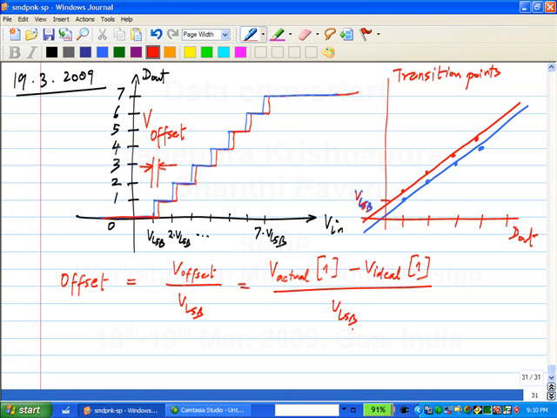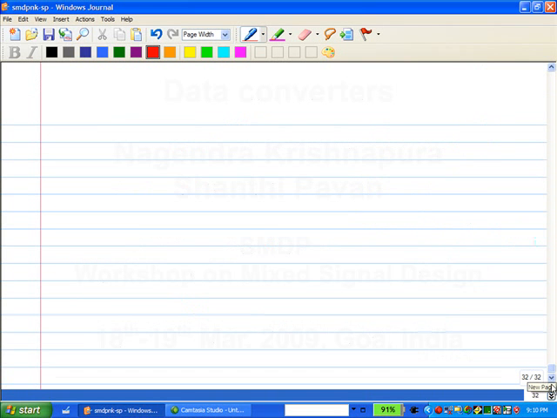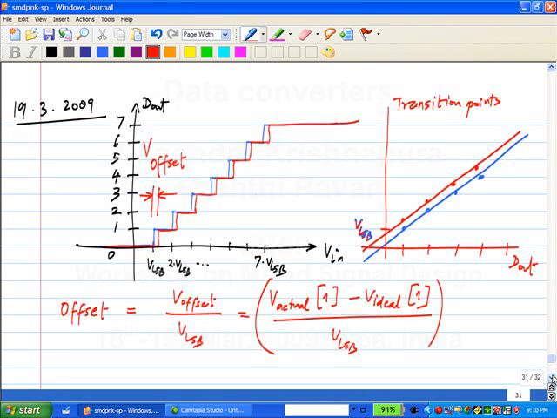And if you move the characteristic to the left by this amount, then all the transitions will coincide with the ideal values. That's pretty obvious here. Is this okay? It's just a definition. Now let me look at another type of error.